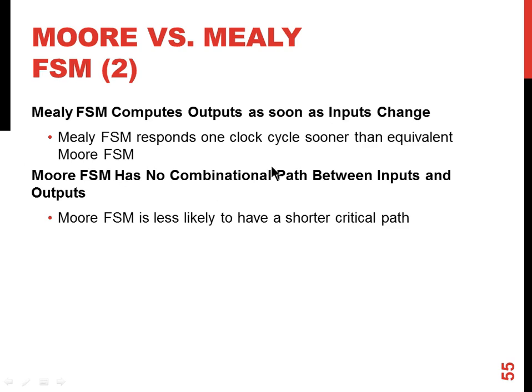Moore FSM has no combinational path between input and output. So a Moore FSM is less likely to have a long critical path. In a Moore FSM the output is dependent on the present state, not the input directly, so there is no direct path between input and output. Even if it has a critical path, it will probably have a shorter critical path. It depends again on the design. This is just a generalization.